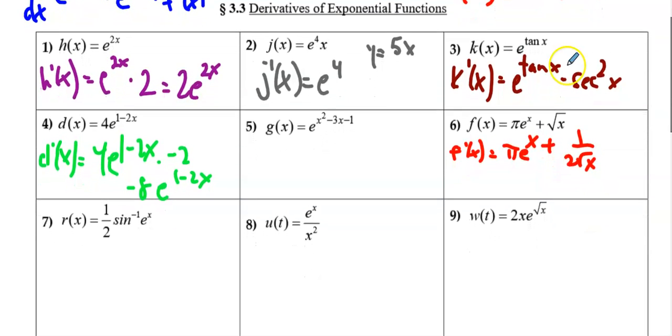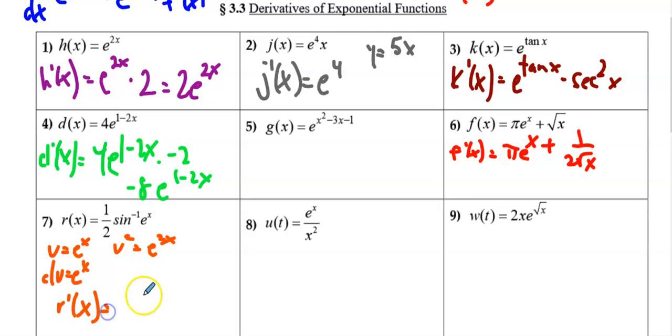Looking at the bottom problems right here, like example number 7, we just have to remember that we're taking the derivative of an arc sine, and our theta, quote unquote, is going to be e to the x. So when we're taking a derivative, remember that our u is going to be e to the x, our du is going to be e to the x, and then our u squared is going to be e to the 2x. So our derivative for this function is going to be 1/2, and then we're going to do 1 over the square root of 1 minus e to the 2x times e to the x.